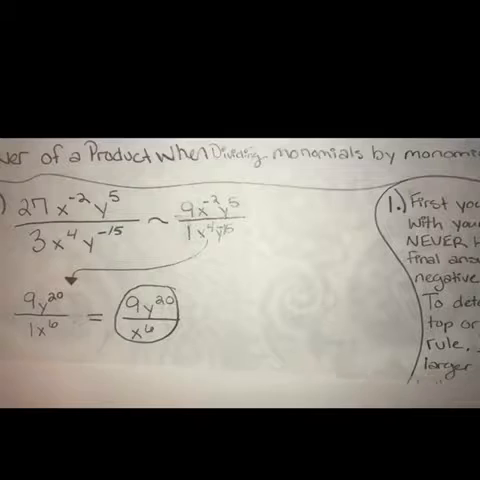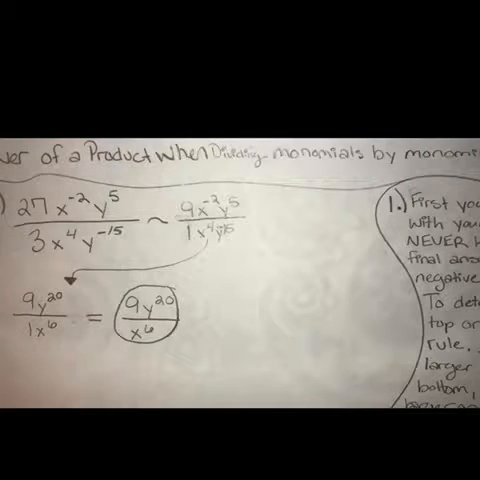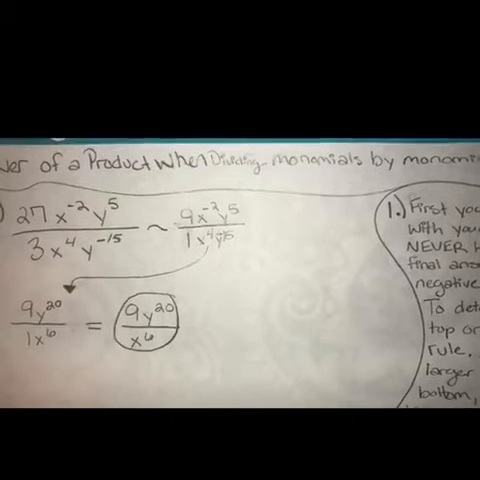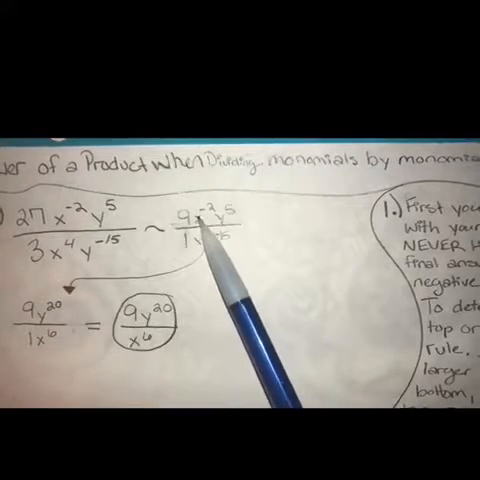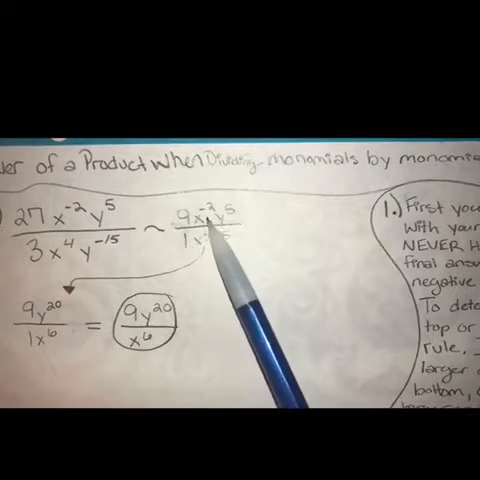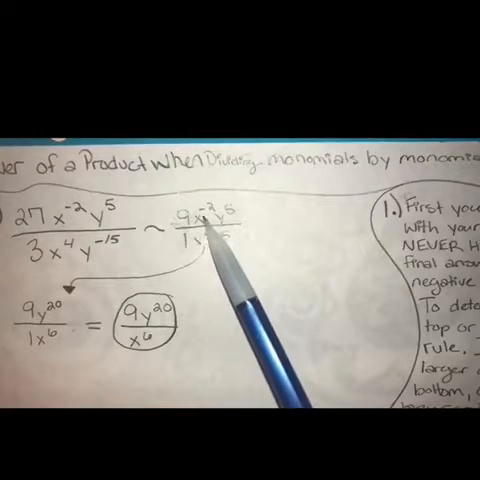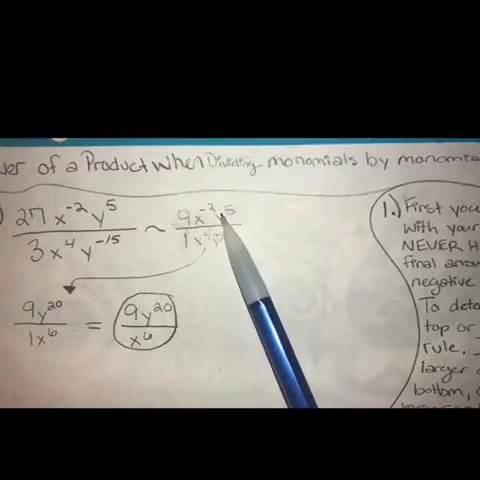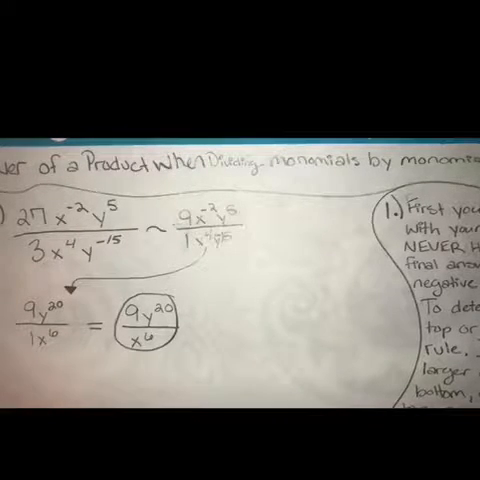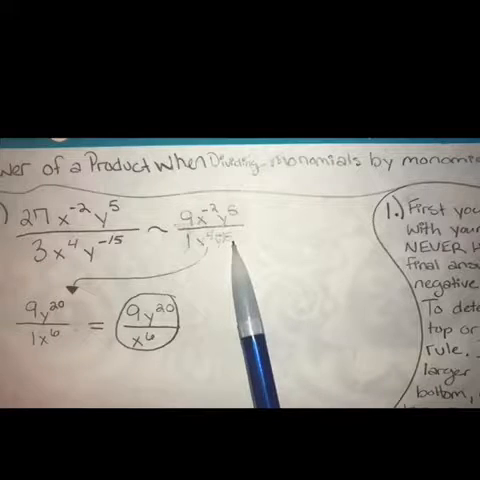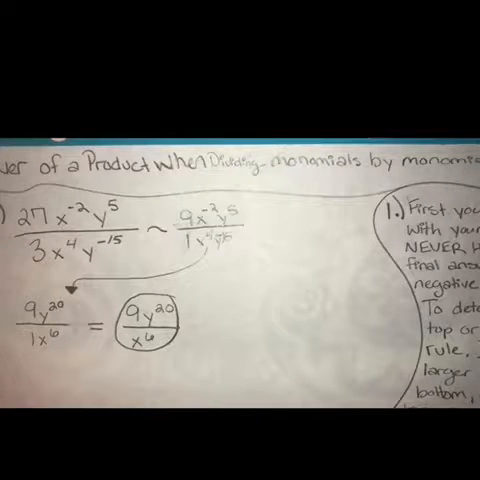When dividing monomials by monomials, you cannot have a negative exponent in your final answer. So what you're going to have to do is, instead of saying 4 minus 2, because when you're dividing like this, you subtract your exponent. So instead of saying 4 minus 2, you say 4 minus negative 2, which gives us positive 6. And you say 5 minus negative 15, which gives us positive 20.